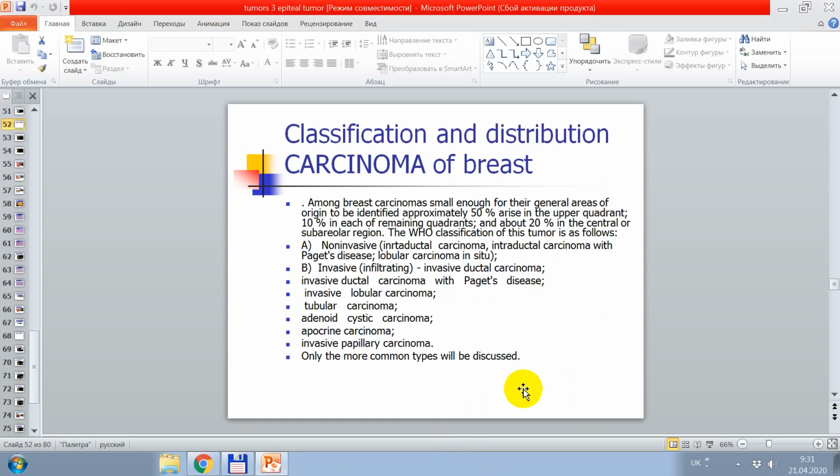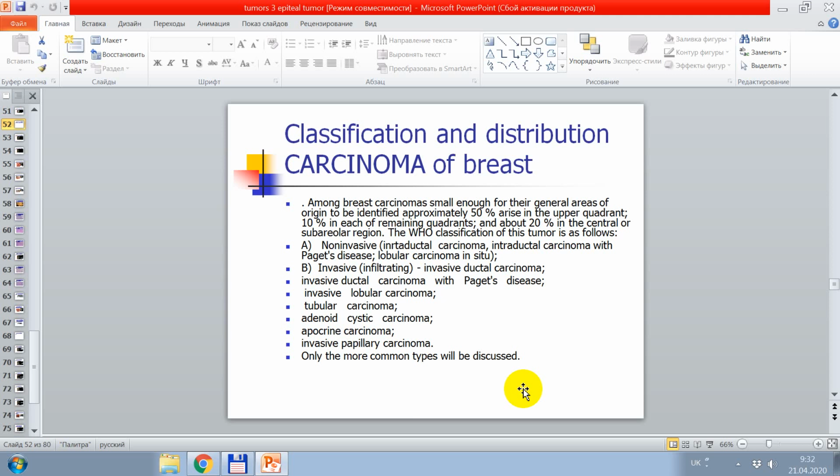Classification and distribution of carcinoma of breast. Among breast carcinomas small enough for their general areas of origin to be identified, approximately 50% arise in the upper outer quadrant, 10% in each of the remaining quadrants, and about 20% in the central or subareolar region.